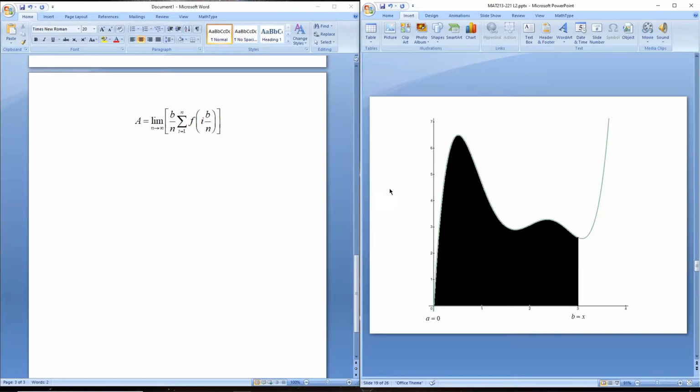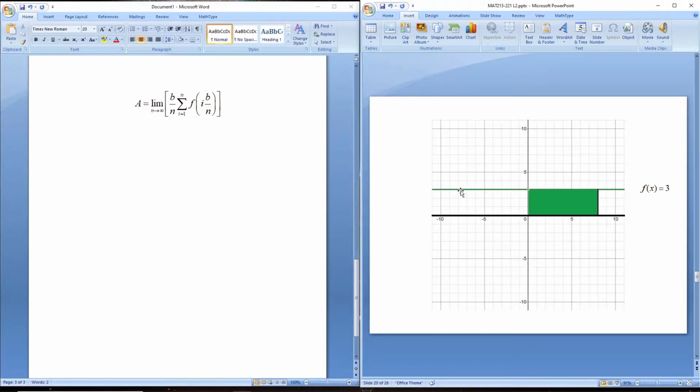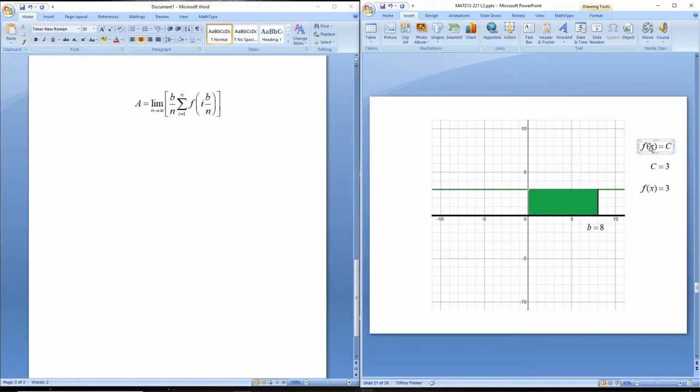Let's do this for something you already know the answer to, a rectangle. So here's our horizontal function from 0 to 8. This is 8 times 3, so this area is 24, something we can already get from geometry. How in the world can we get that from this expression here? First off, I want to do this for all constant functions. So I'm going to use f of x equals c. In this case, c equals 3 to get the picture that I have drawn here. But I'm going to choose all horizontal functions.